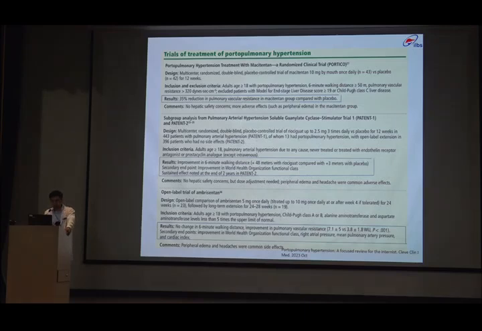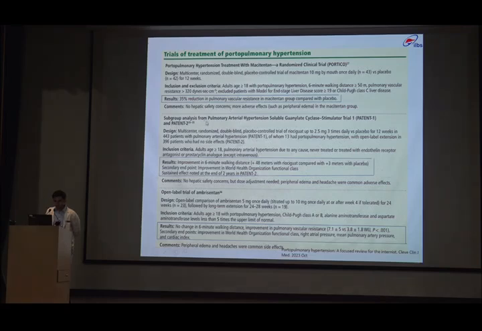So coming to a few of the documented trials in this portopulmonary hypertension population. The PORTICO trial showed a 35% reduction in pulmonary vascular resistance in the macitentan group compared with the placebo. Patients included were Child A and B, and Child C was excluded, and higher MELD groups were excluded. No hepatic safety concerns were seen in this study.